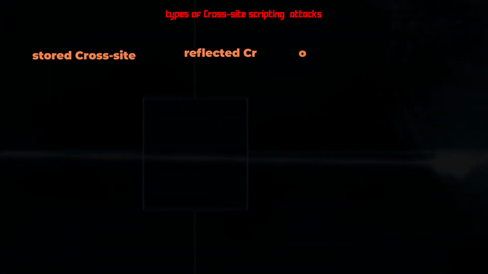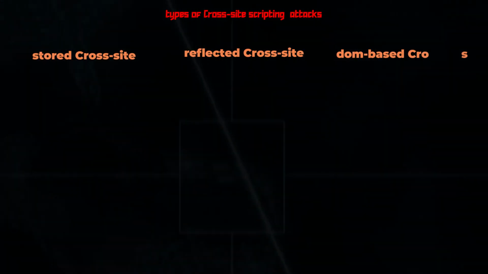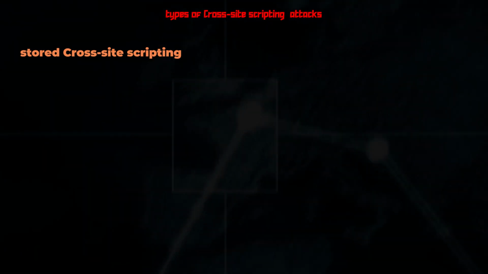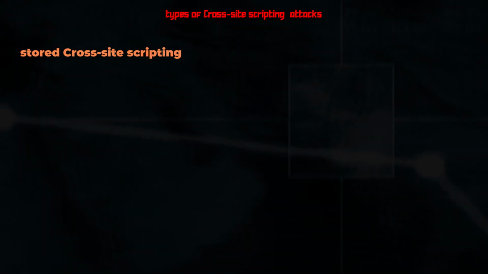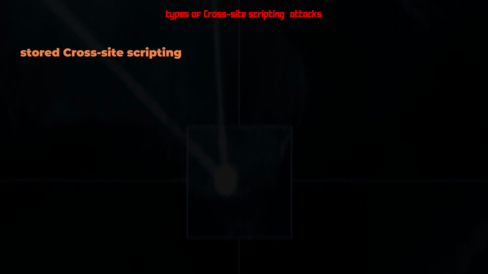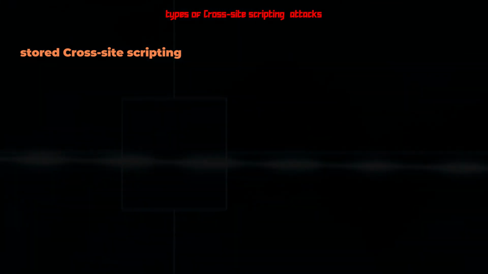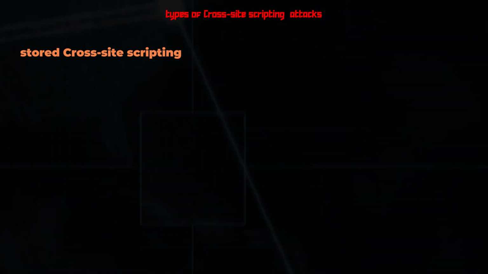There are three main categories of cross-site scripting vulnerabilities: stored cross-site, reflected cross-site, and DOM-based cross-site scripting. Stored cross-site scripting attacks are also called persistent cross-site scripting. It is the most damaging type of cross-site scripting attack.